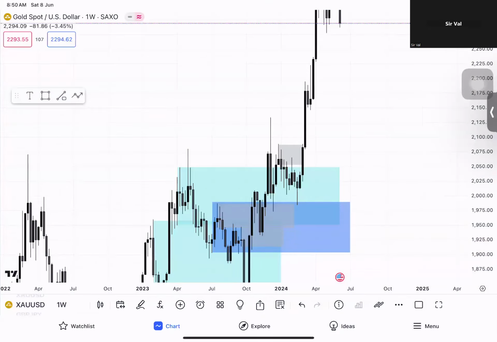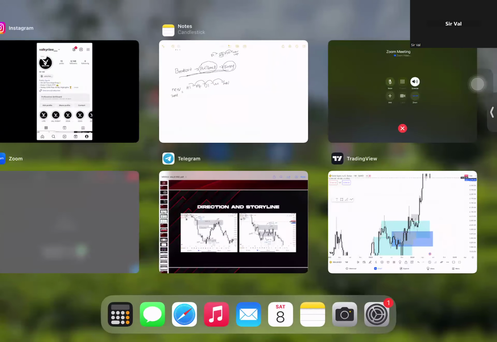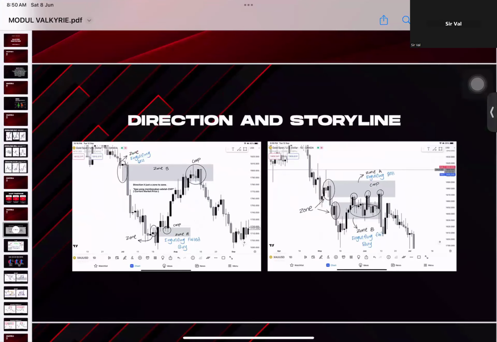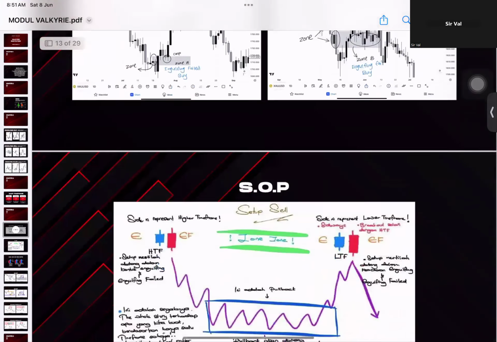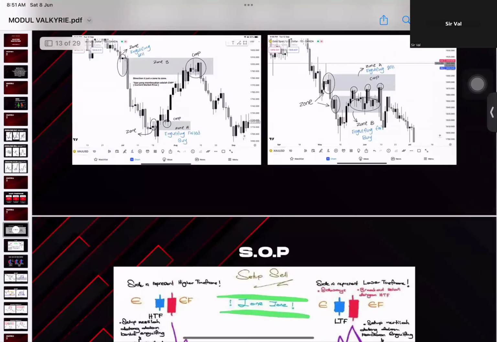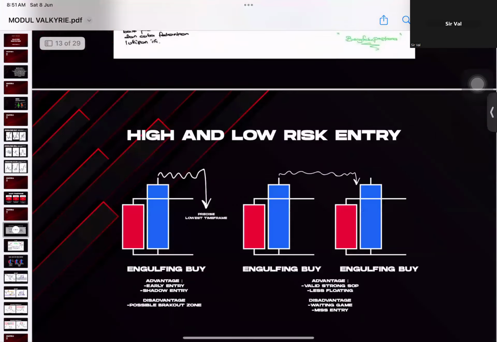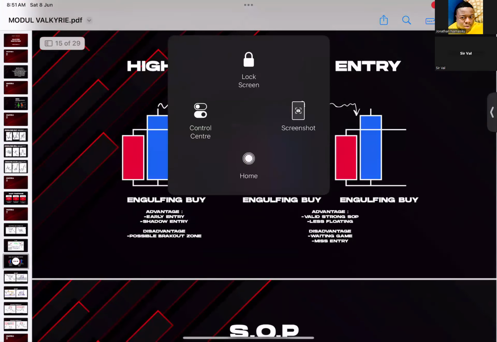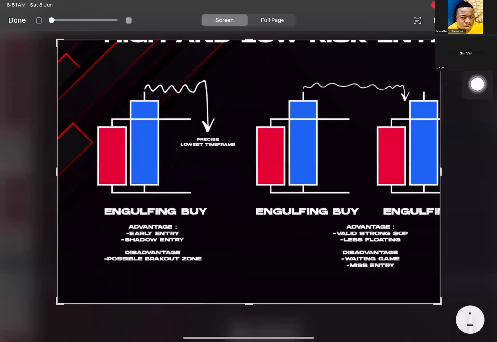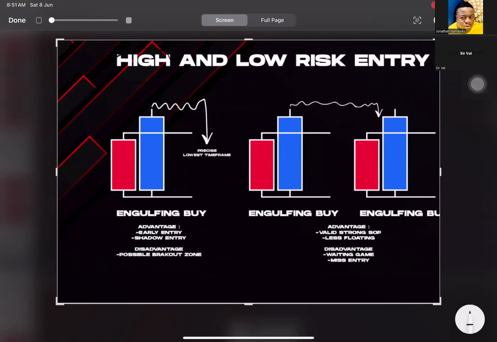So why do you want to sell? You can sell, but just for short term, it cannot be long term, because the higher time frame already shows you how many pips it needs to go. So that's done. SOP done. This one, high and low risk, I have explained before. How high? This for high first.